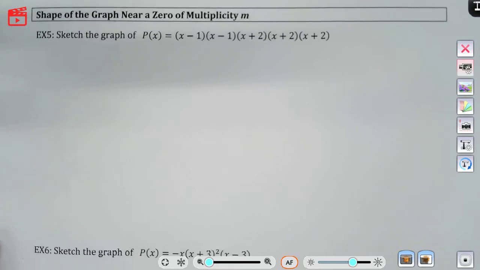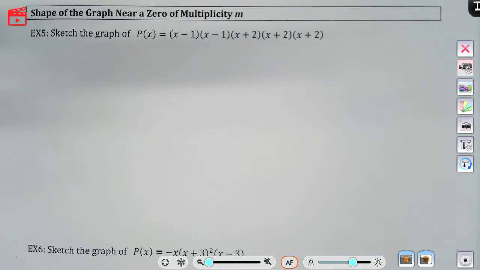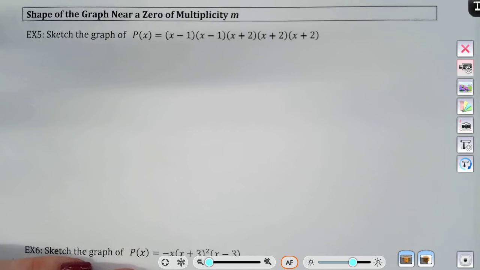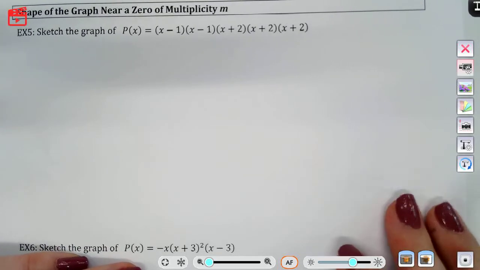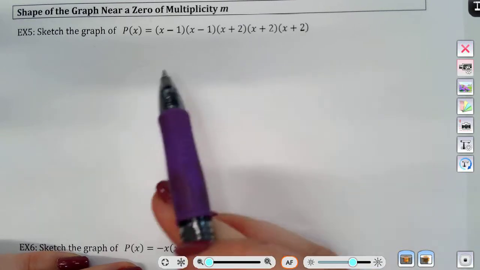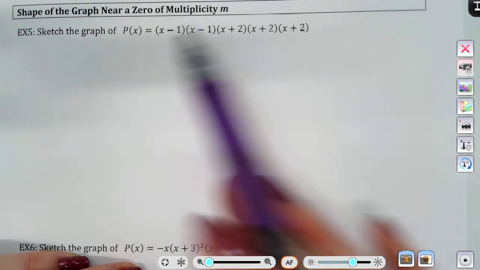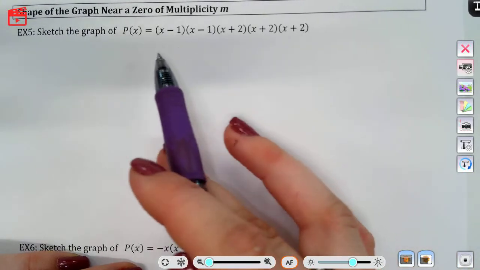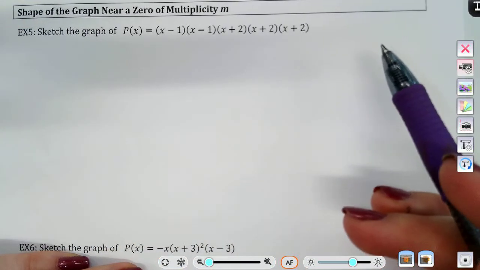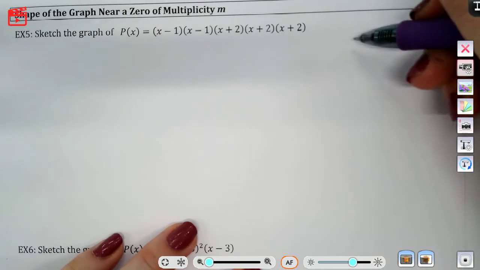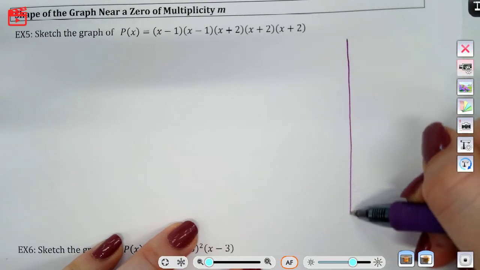All right, so we're going to shape a graph near a zero. Okay. So same idea here, kind of what we did with our test points previously. Let's see. It's already factored for us. Oh, but notice we don't know what degree it is. Oh, we could kind of find that out. But for now, we're just going to say we don't know what degree it is, and we don't know what the end behavior of the graph is going to be. So because of that, we're going to need to use test points all the way.